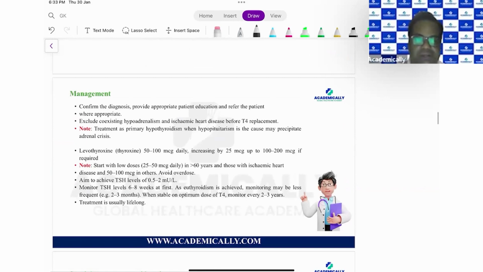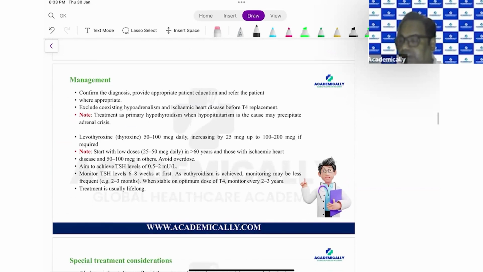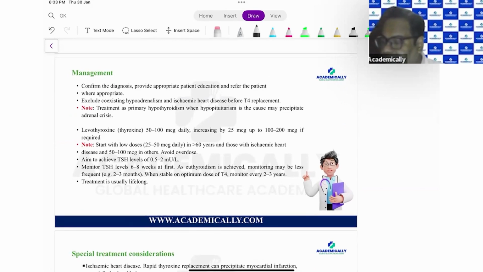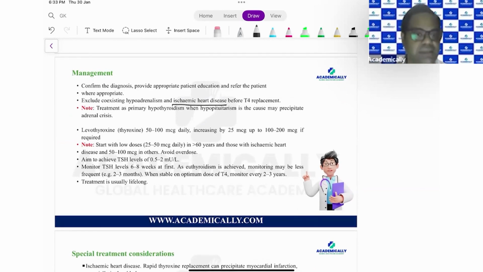So how do you treat? First, you will confirm the diagnosis, provide appropriate patient education, and refer the patient wherever appropriate. Remember one thing: before you start T4, see to it that the person does not have ischemic heart disease, because if the person has tachycardia, there will be a problem and this person will not be able to tolerate it. When there is tachycardia, what happens? There are two things. Because of tachycardia, there will be a decrease in systole and a decrease in diastole.